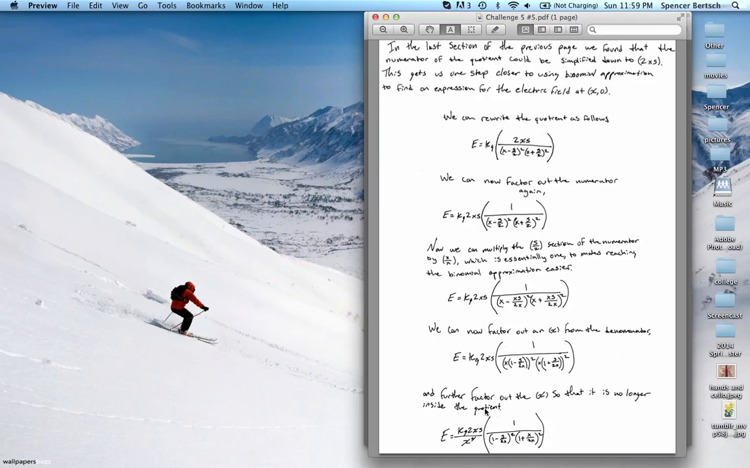So we're nearing our binomial approximation, which we were trying to find, which is 1 plus x to the n is basically equal to 1 minus nx. So that's the goal that we're trying to get this towards, so that we can use binomial approximation.